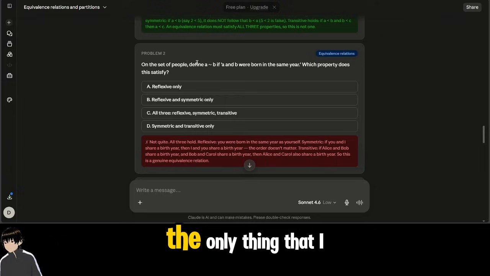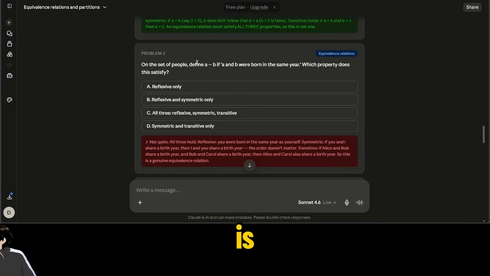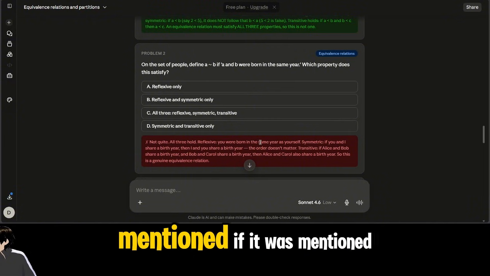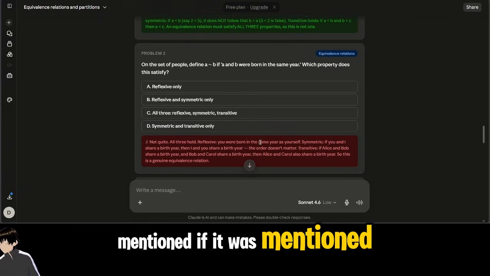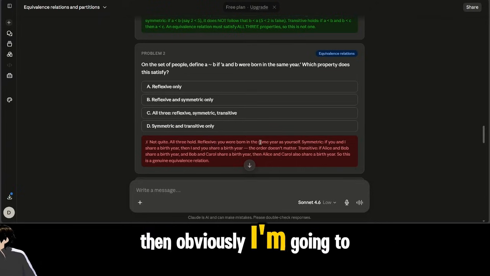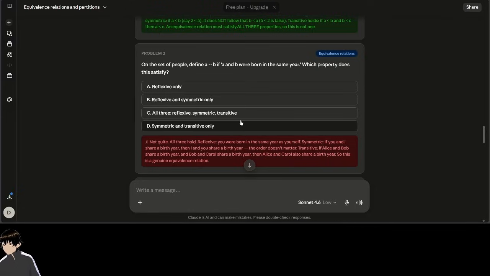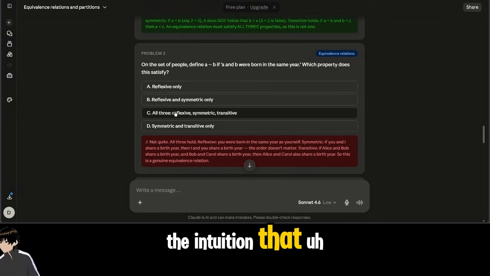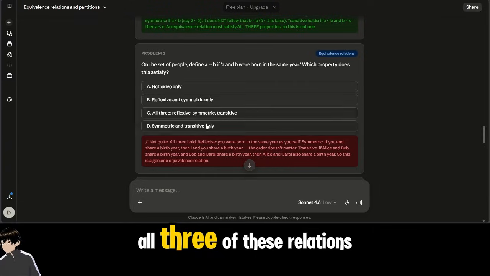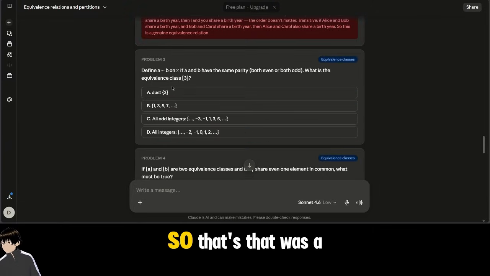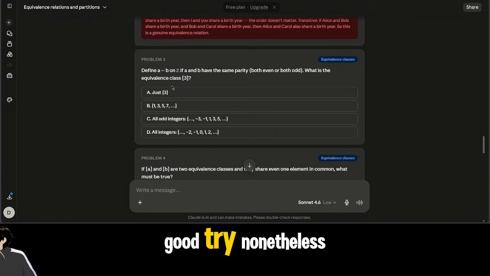The only thing that I got confused about in this problem is that the last variable, Carol, is not mentioned. If it was mentioned, then obviously I would be able to answer that all three hold. But I sort of had the intuition that all three of these relations hold. So that was a good try nonetheless.